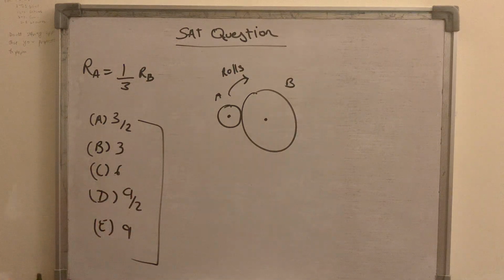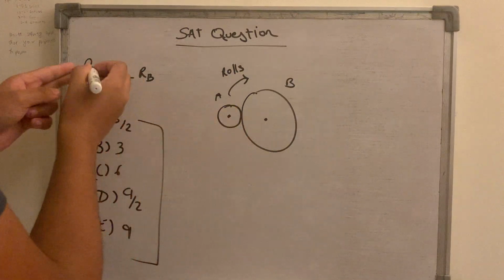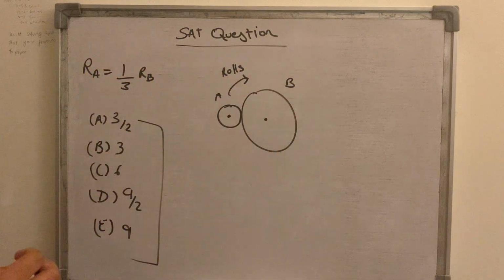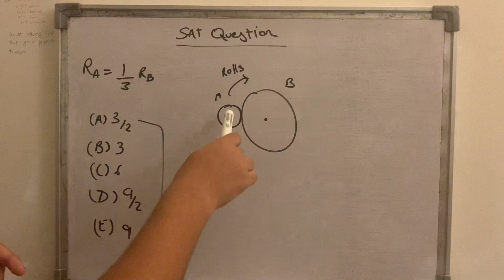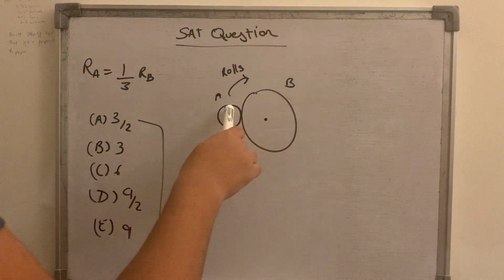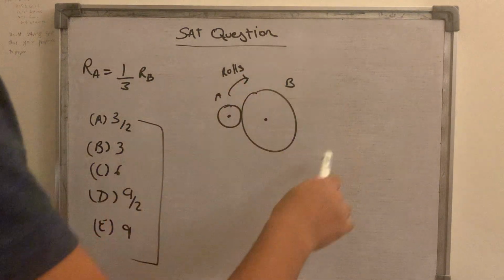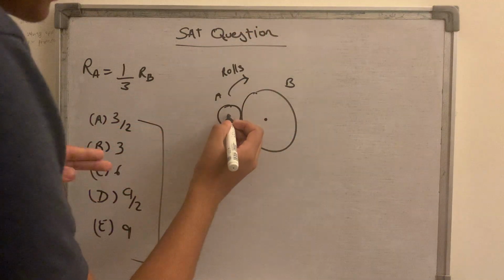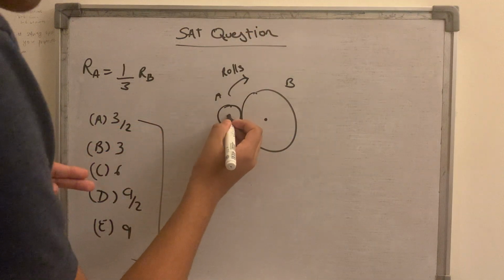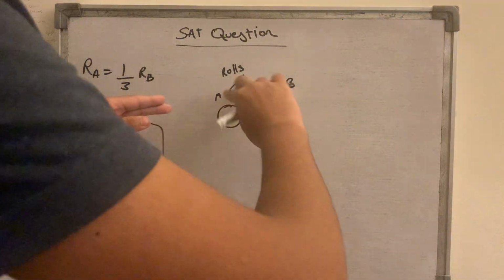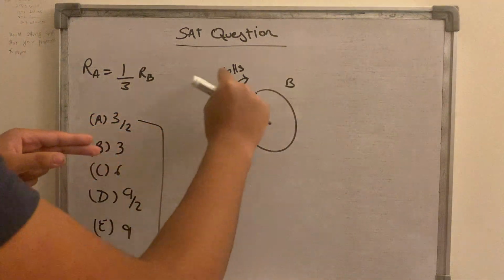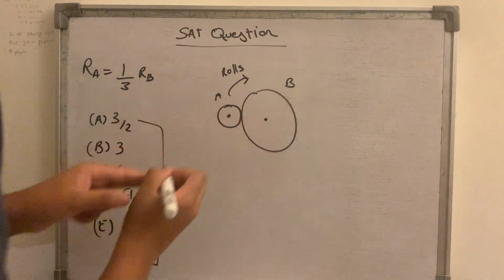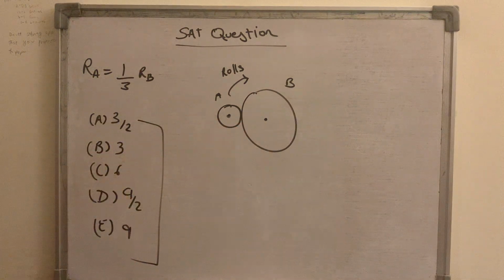So basically what's given in the question is that the radius of this circle A is 1/3 that of circle B. Alright, and we need to find out how many revolutions circle A will take around circle B so that its center comes back over here. So basically, how many times will this roll over circle B so that the center coincides with its starting point. Okay, so we need to find this.